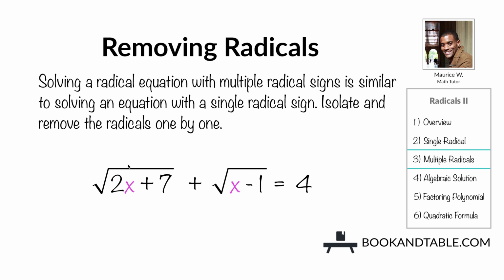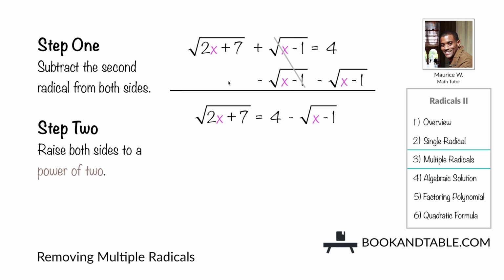So you're first going to isolate the first radical sign, remove the radical sign, and then you'll isolate this term and then remove it. So what does that look like? We have the square root of 2x plus 7 plus the square root of x minus 1 is equal to 4. So in order to isolate the first radical term, you want to move all the other terms on that side of the equation to the other side of the equation.